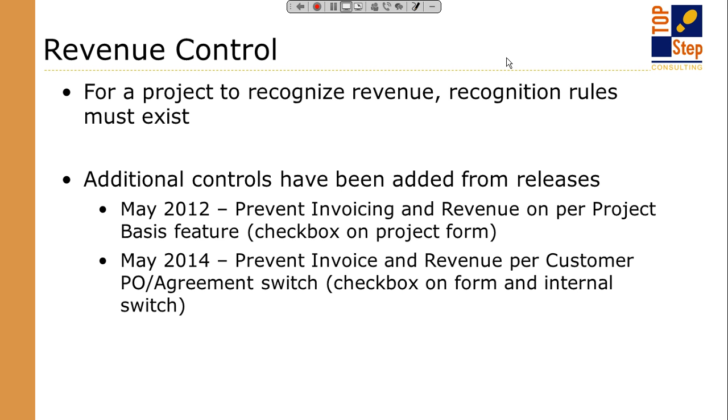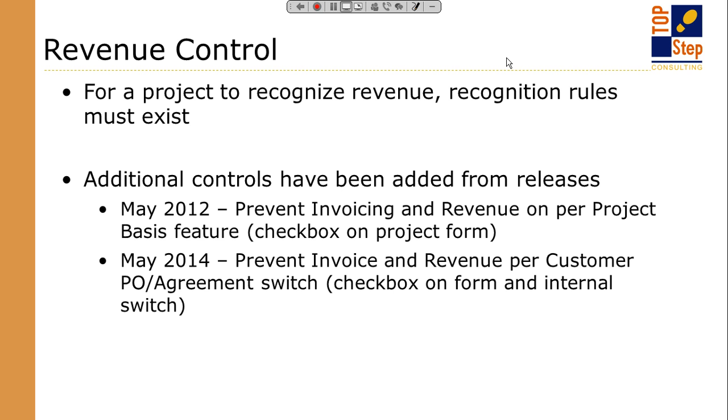However, earlier this year, there was an enhancement to the system that brought it down even further. Before, like the old school method, you'd filter on project stage; the May 2012 method introduced it by project; and now you can actually go down to the individual customer PO. The customer PO feature released in May gives you the ability to add this checkbox on the PO to prevent invoicing and revenue that's being associated to a specific customer PO or agreement in the system.